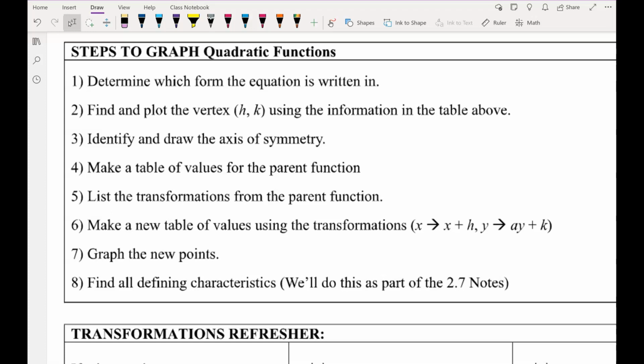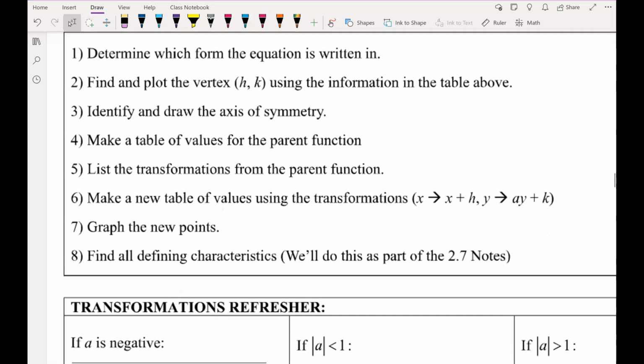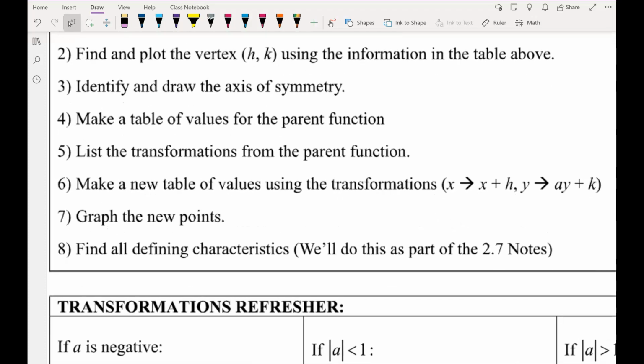Good. Determine which form: vertex form, standard form, or intercept form. Lonnie, help us read number 2. Find and plot the vertex (h, k) using the information in the table above. Okay, find and plot. Kyle, number 3, please. Identify and draw the axis of symmetry. Perfect. Lauren? Make a table of values.